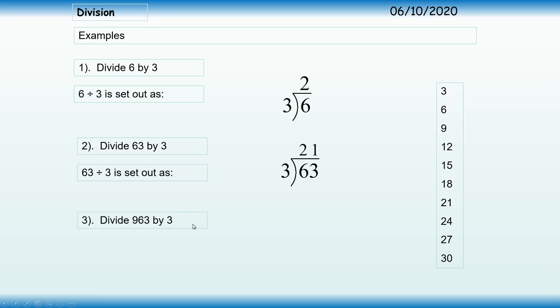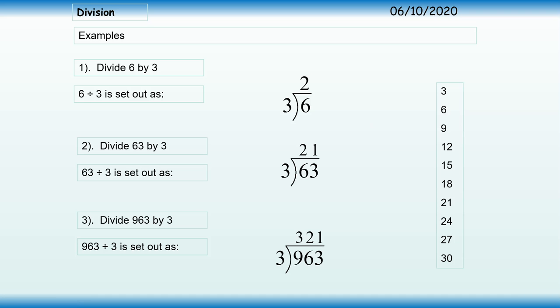963 divided by 3. In the bus stop, put 963 inside the bus stop and 3 on the outside. How many times does 3 go into 9? Well, if we don't know, we can count from our tables. 1, 2, 3. 3 times. 3 into 6, we can count. 1, 2, so that's 2 times. And then 3 into 3, it's just a 1 time, so 321.